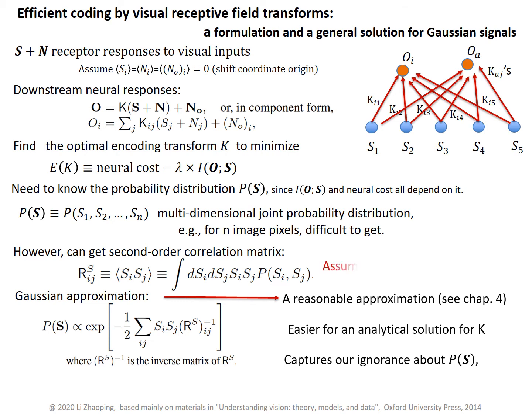In addition, we also assume that all the noises are also Gaussian, although different components of the noises are independent of each other. That makes it even simpler.